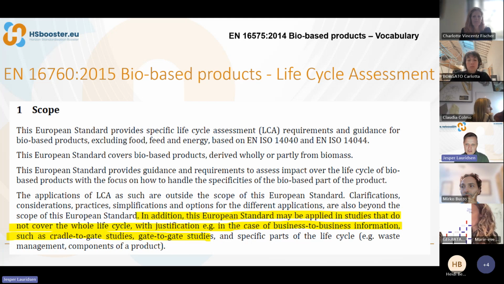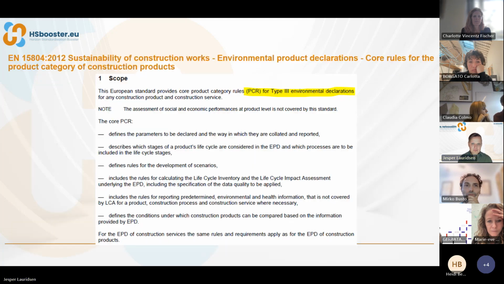The difference, as I highlighted with yellow, is that you can do studies that do not cover the whole life cycle, but rather, in a business-to-business relationship, cradle-to-gate or gate-to-gate studies. So it has a different scope than the LCA standards.